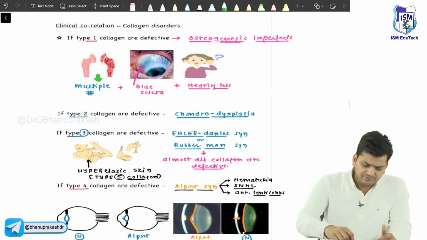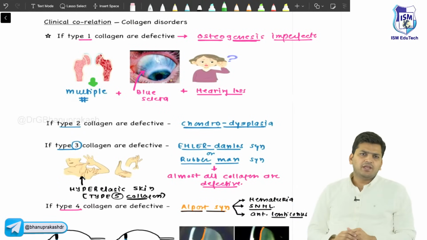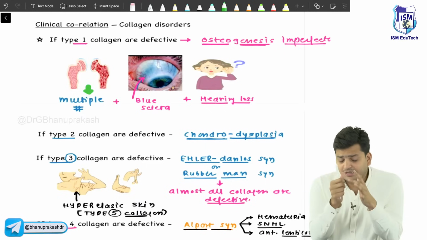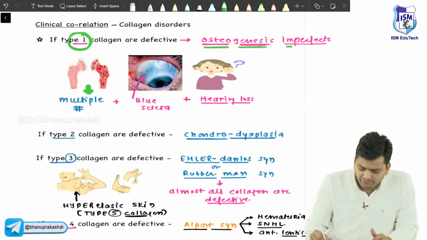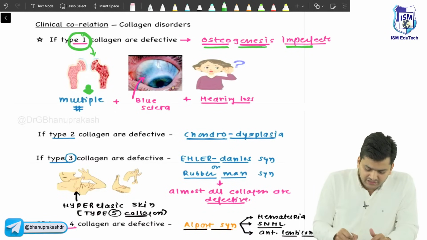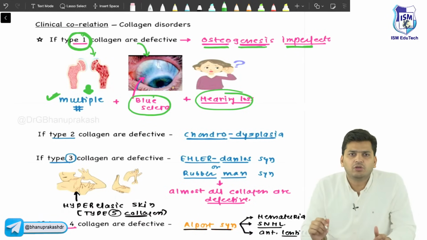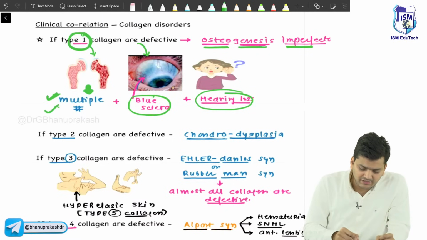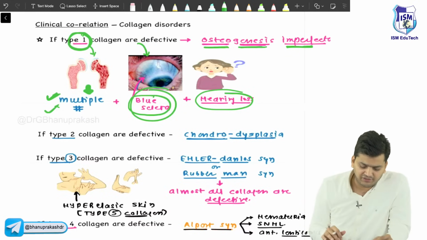Coming to the collagens. We have different types of collagen, almost 20 types. The type 1 collagen is found in the bone, ligament, tendon, and sclera. If the type 1 collagen is defective, the bones will be defective. That is called osteogenesis imperfecta. There are going to be multiple fractures, the sclera will become very thin so there is going to be blue sclera, and there is going to be a hearing problem also. So osteogenesis imperfecta has 3 symptoms. The important two are multiple fractures and blue sclera. The moment you see blue sclera and multiple fractures, it is osteogenesis imperfecta.